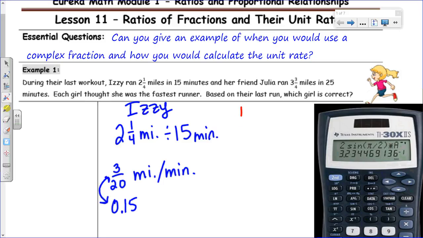Pause it, and I want you to do Julia's now. I really want you to get familiar with the calculator. So you can go ahead and pause and do 3 3/4 divided by 25 minutes. Please pause it now and see what you get.